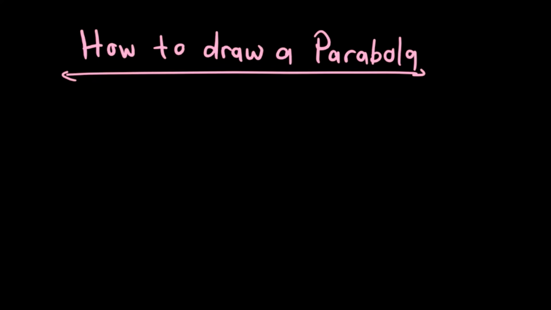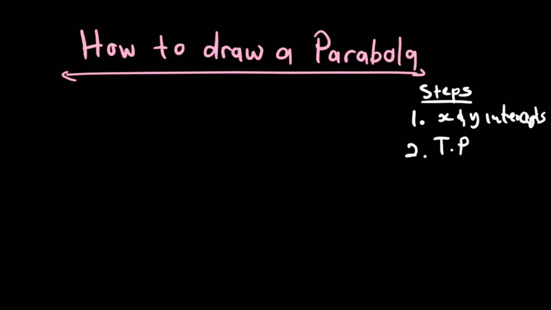Hi, so now we are to look at how to draw a parabola. The first two steps that you need to know on how to draw a parabola: number one, you need to identify the x and y intercepts, and the second step is you need to identify the turning point of the graph. Then you'll be able to draw the parabola.